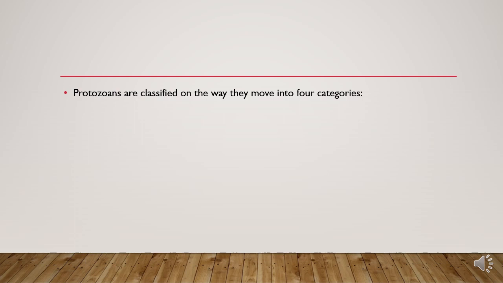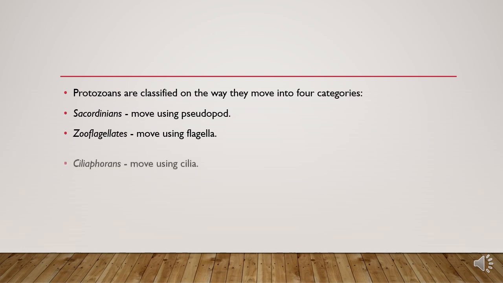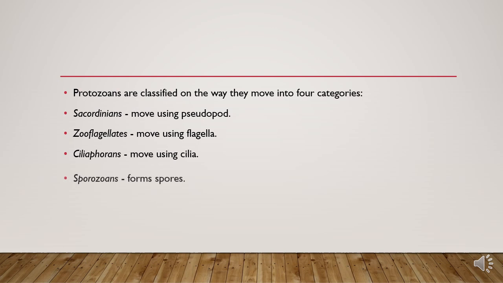But if we are discussing protozoans, we need to know that they are classified in four categories. The first one is the sarcodians, and they move using what we call the pseudopod. We also have the zooflagellates, which move using the flagella, which is the long tail. We also have the ciliophorans, which move using cilia. And lastly, we have the sporozoans. These form spores in terms of movement and reproduction. So now let us discuss the first one.